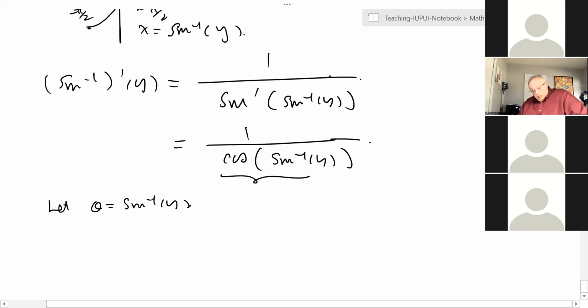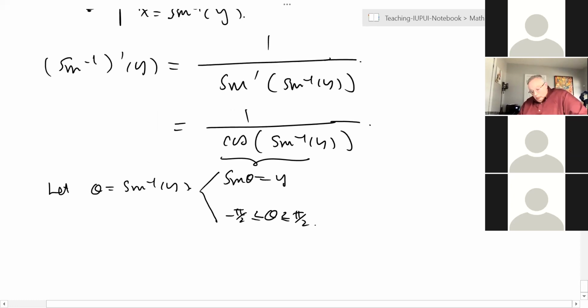Now what can you get from here? Well, you can get two things. Sine theta is going to be y. Also, I know that theta is between negative pi over 2 and positive pi over 2, right? Okay, what do we want to find out? We want to find out cosine theta, okay?